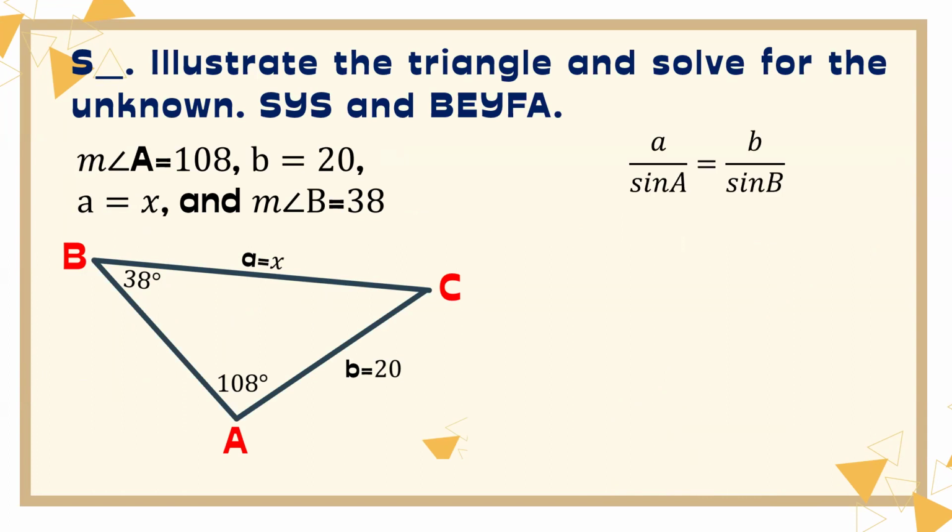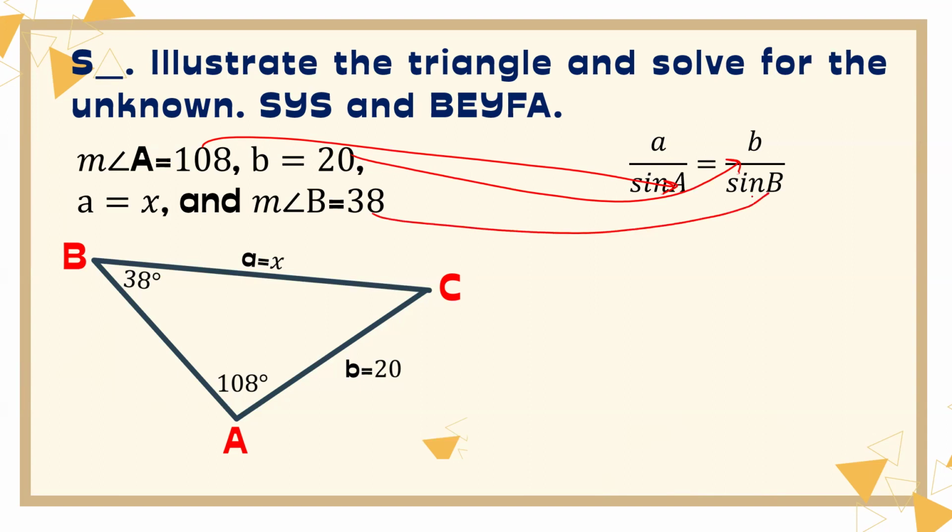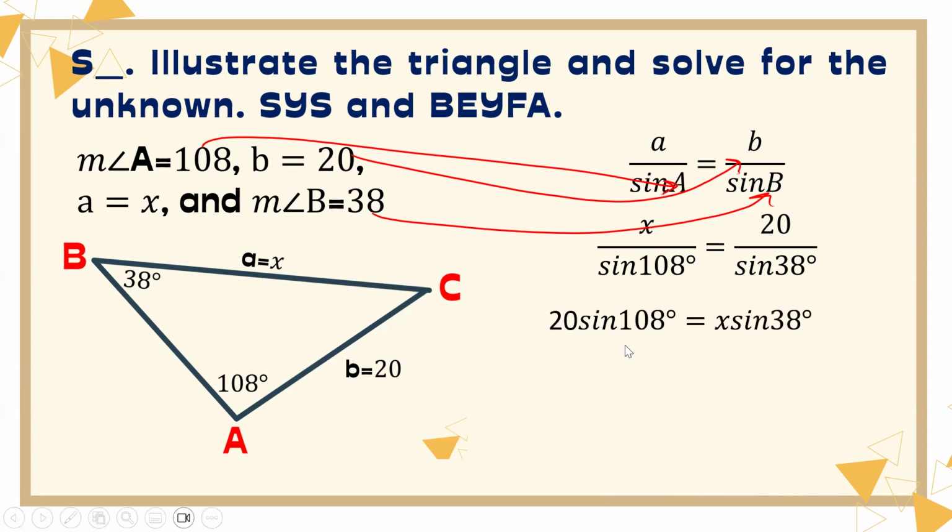Then we substitute angle A here, then side b on the other side, then measure of angle B here, right? So we substitute the values correctly, and side a would be x. If you did that, that would be x over sine 108 equals 20 over sine 38. So x, cross multiplying this, you have 20 sine 108 equals x sine 38.